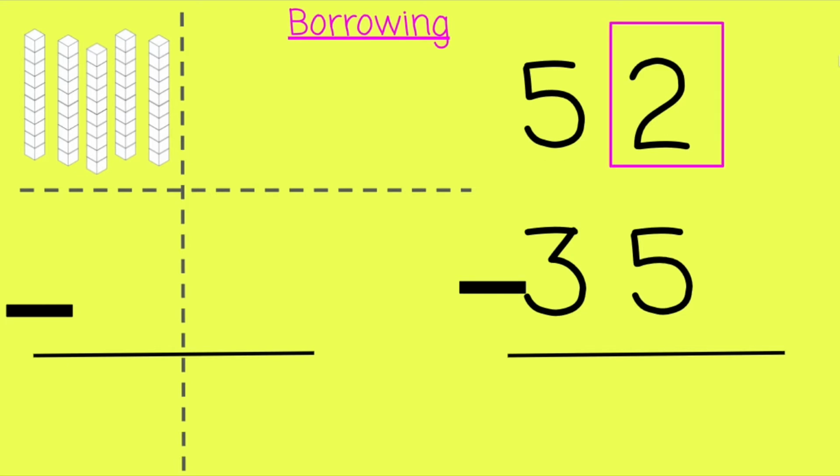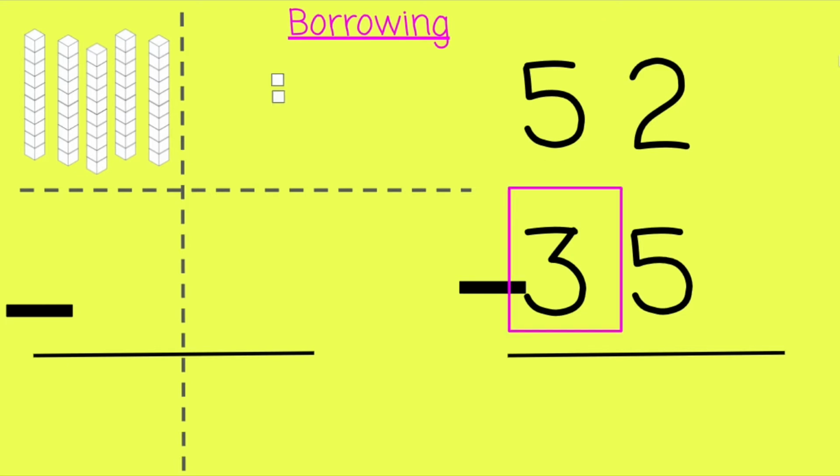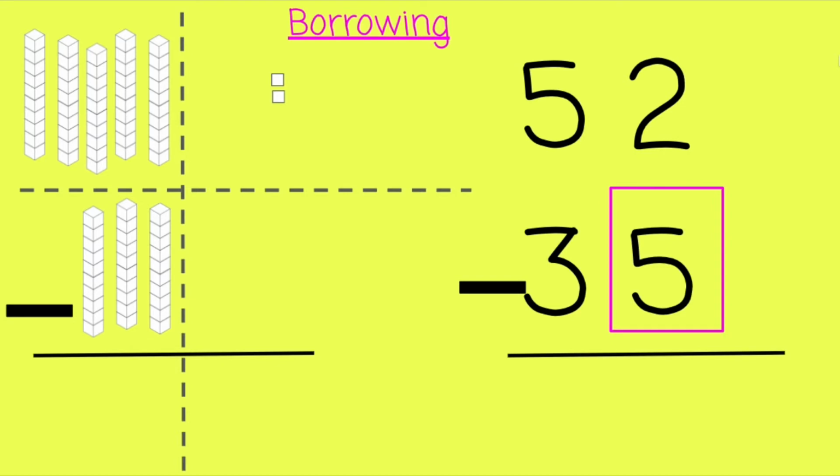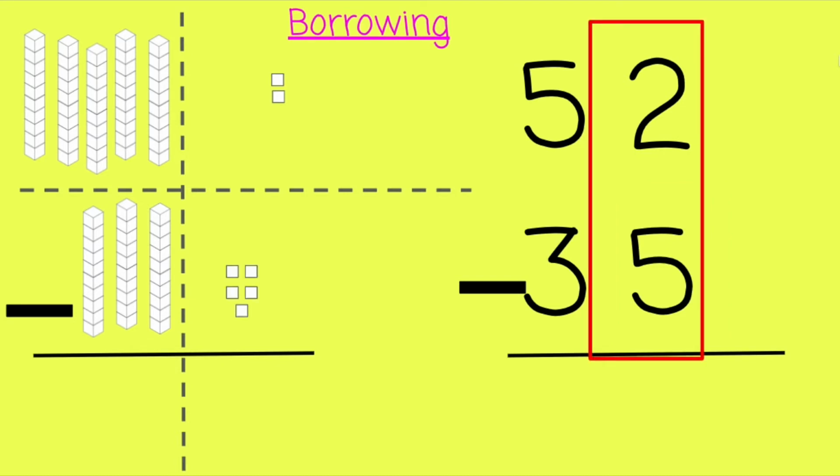This is just 2 because it's in the ones column. This 3 is actually 30 because it's in the tens column, so we'll put 3 tens over here. And that 5 is in the ones column, so it's just 5. Time to subtract. We can't take 5 away from 2 because it's greater than 2. No problem. Here's where the borrowing comes in.